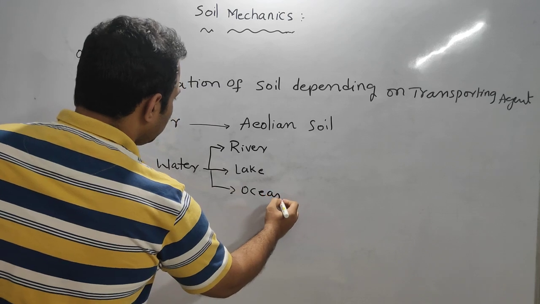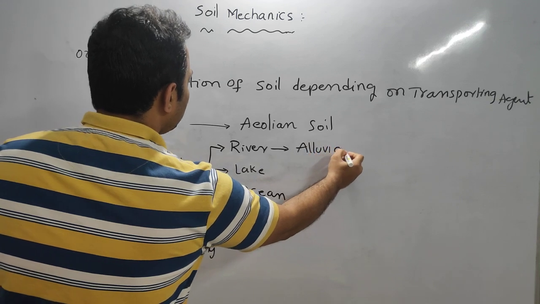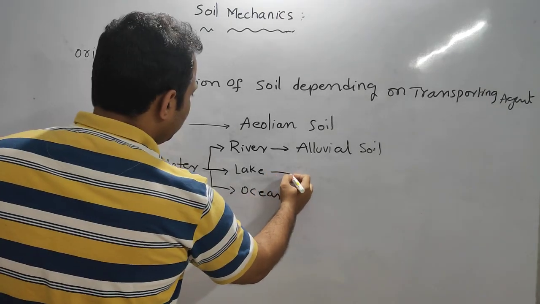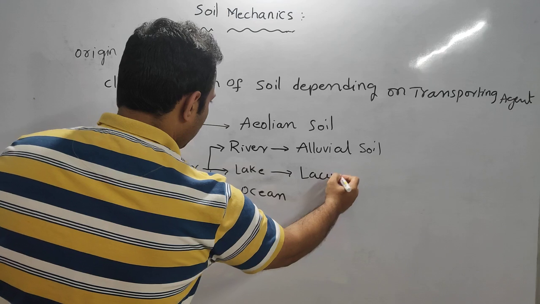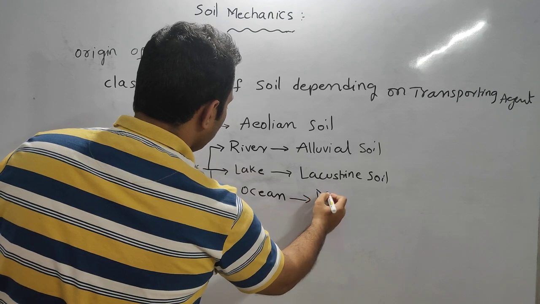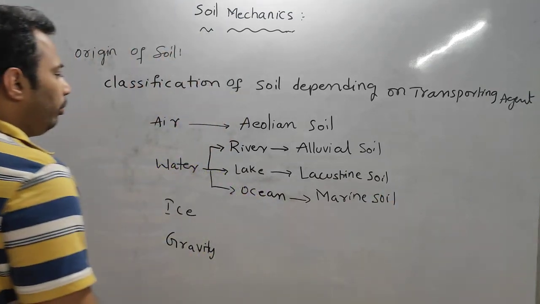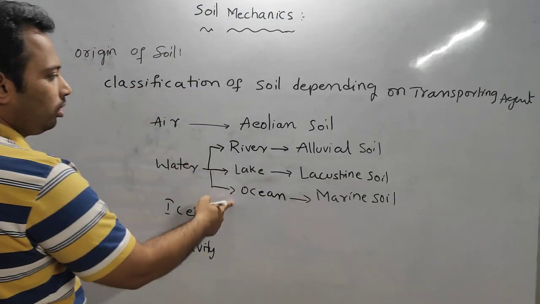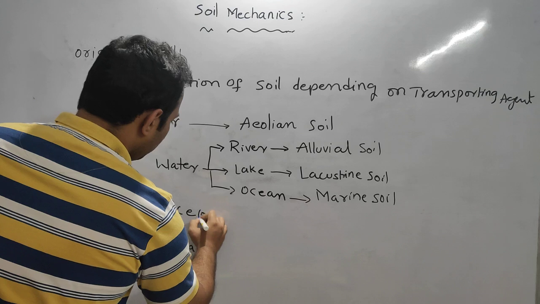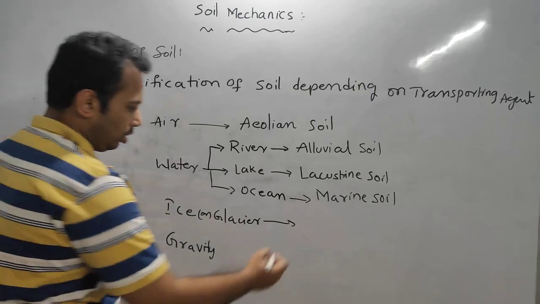So if it is a river, then we call it alluvial soil. If it is a lake, then we call it lacustrine soil. If it is an ocean, then it is called marine soil. So likewise, depending on the different forms of water, there are different kinds of soils. If it is ice or glacier, we call it a glacier deposit or glacier soil.